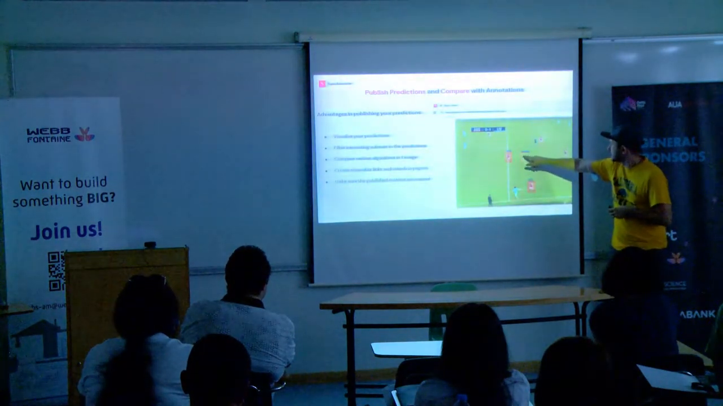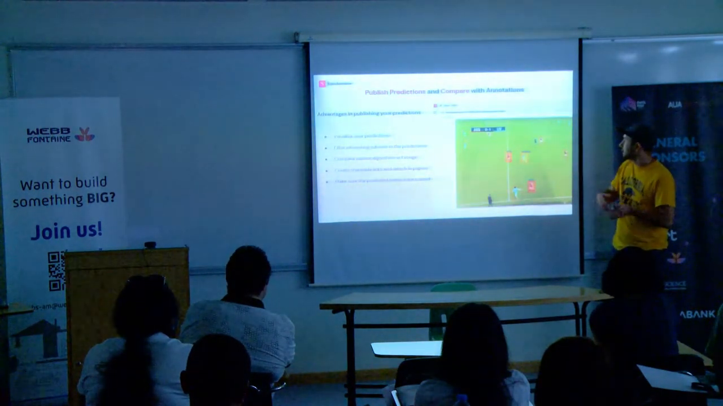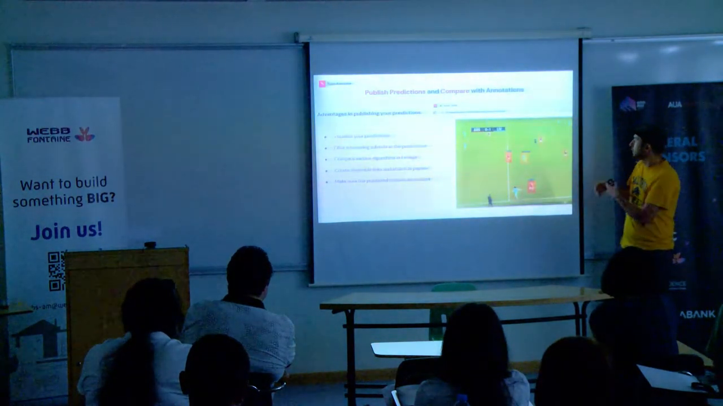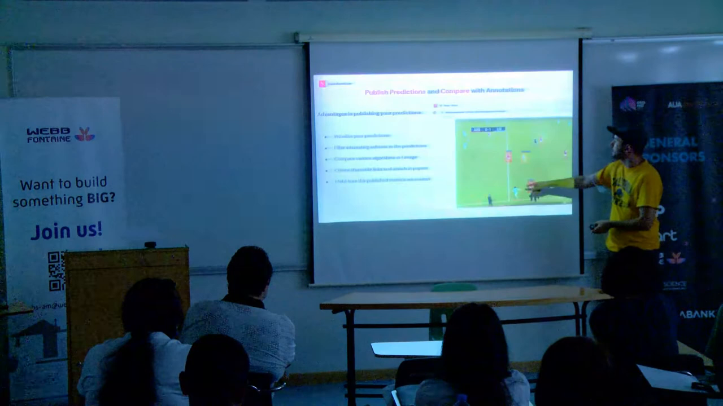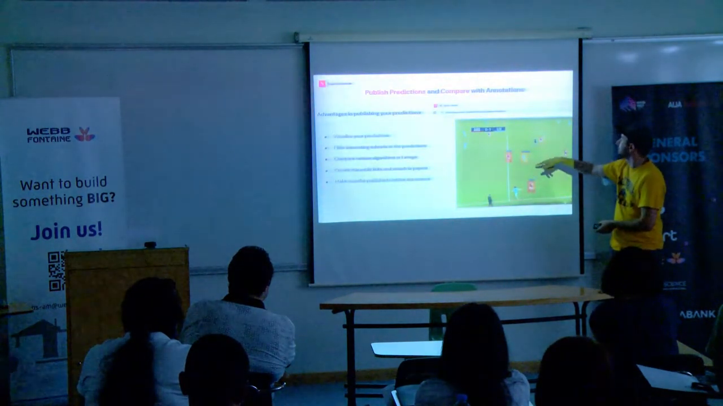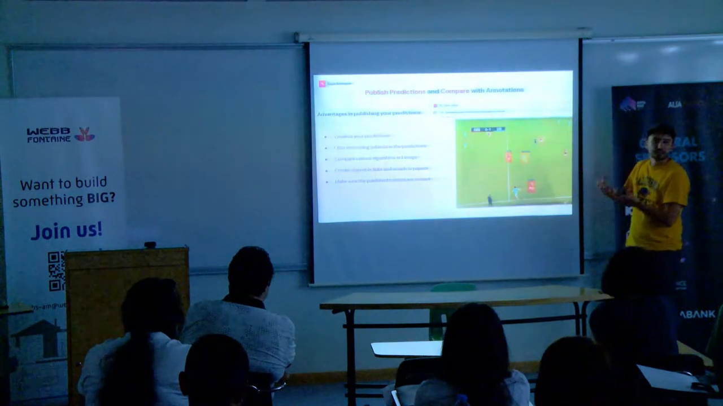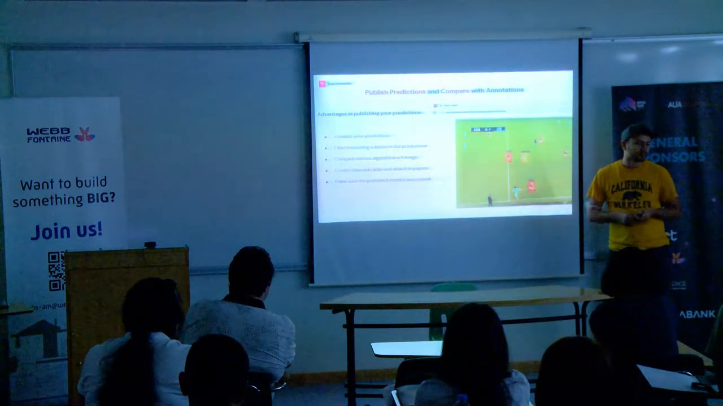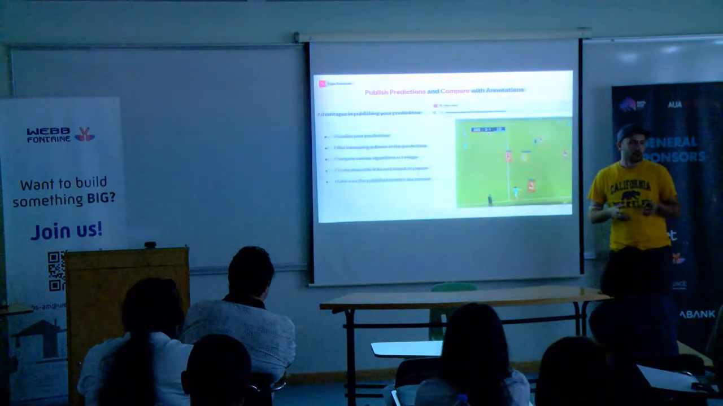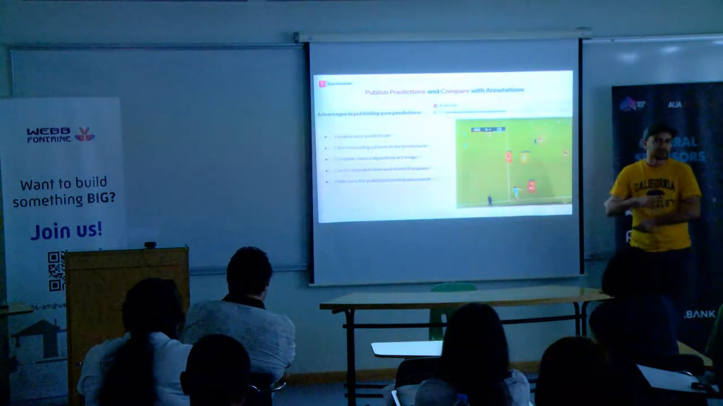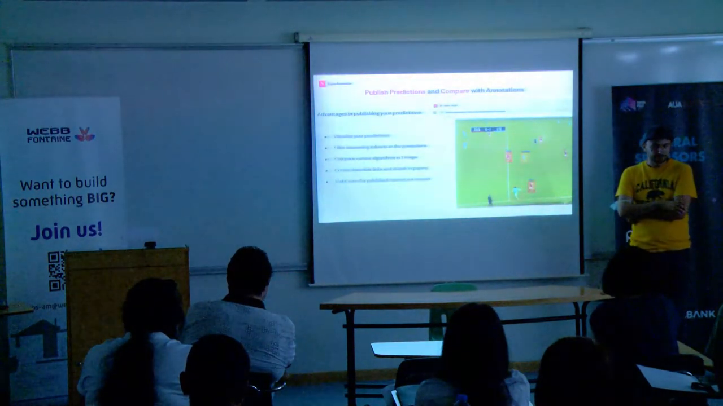The ones in solid lines are my annotations, and I put the predictions in dashed lines. So now I can see that my algorithm is able to classify this correctly, this one incorrectly, and there are some missing annotations. It will be a lot easier for researchers to see how their algorithm is performing on specific subsets before moving on and doing more experiments.